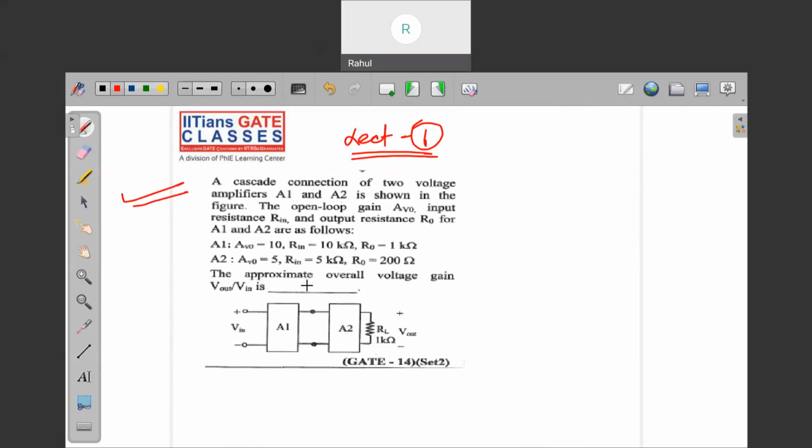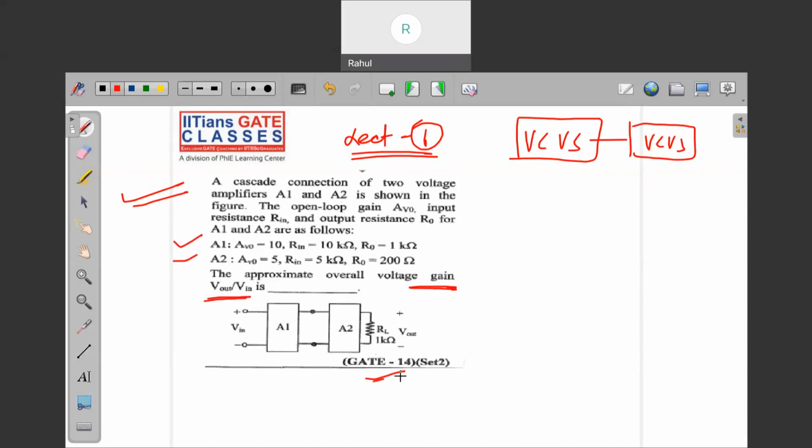So let me read the question here. The cascade connection of two voltage amplifiers, right? They have given two voltage amplifiers, or you can say VCVS. They have given the loop gain, AV naught and Rin for the first voltage amplifier and the second amplifier. They have given everything here. You have to find the approximate overall voltage gain, V out upon V in. This question was asked in GATE 2014, so you can expect this kind of question in the exam.